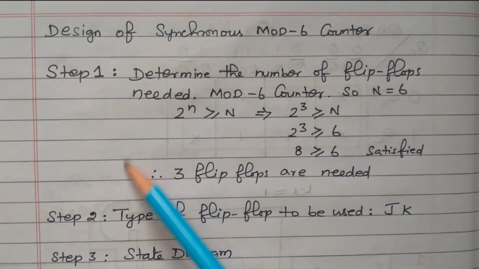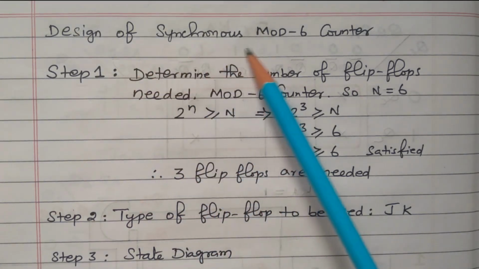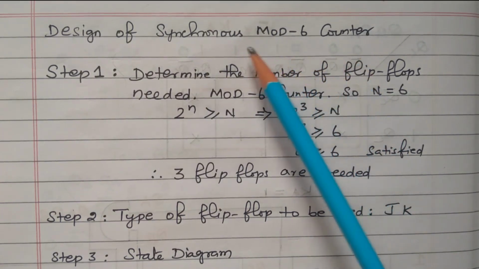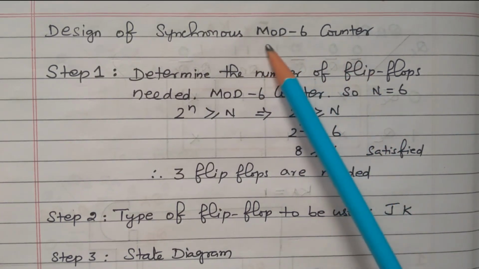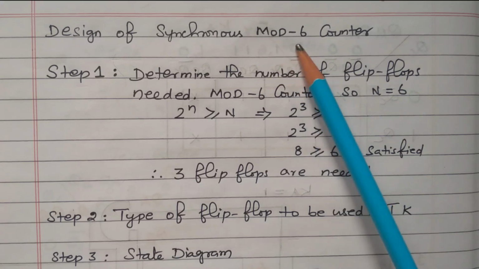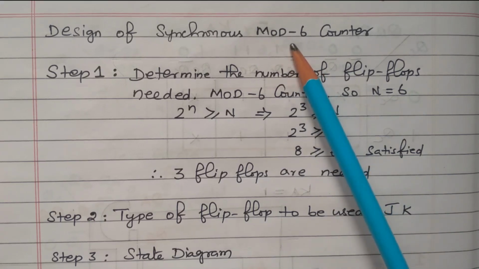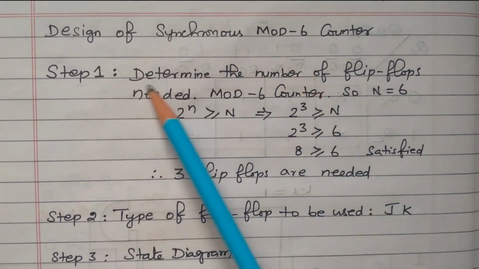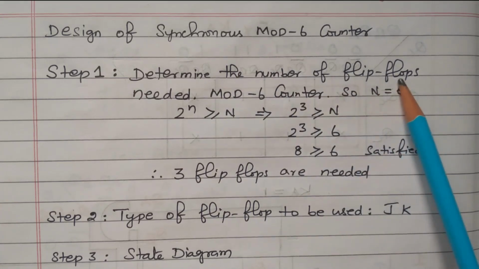Welcome students, in this video we will see the design of a synchronous mod 6 counter. We need to design the synchronous counter mod 6. Mod 6 means there are 6 states available. So we need to identify the type of flip flop and how many flip flops are needed. So step 1 is to determine the number of flip flops needed.